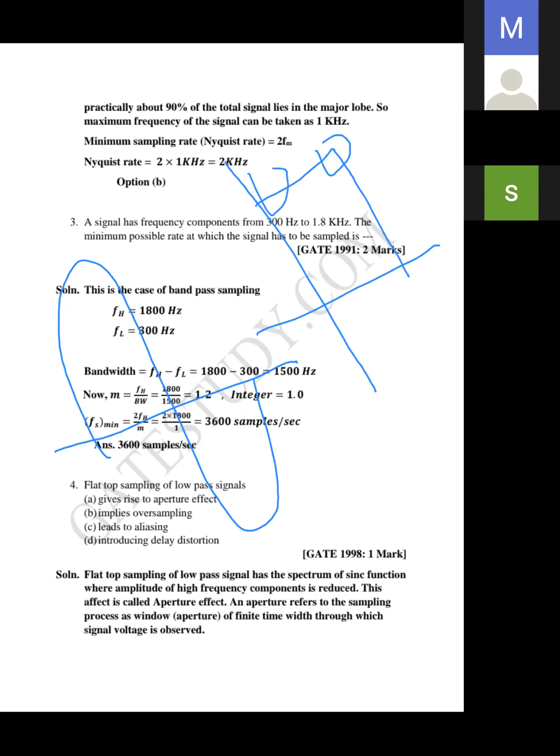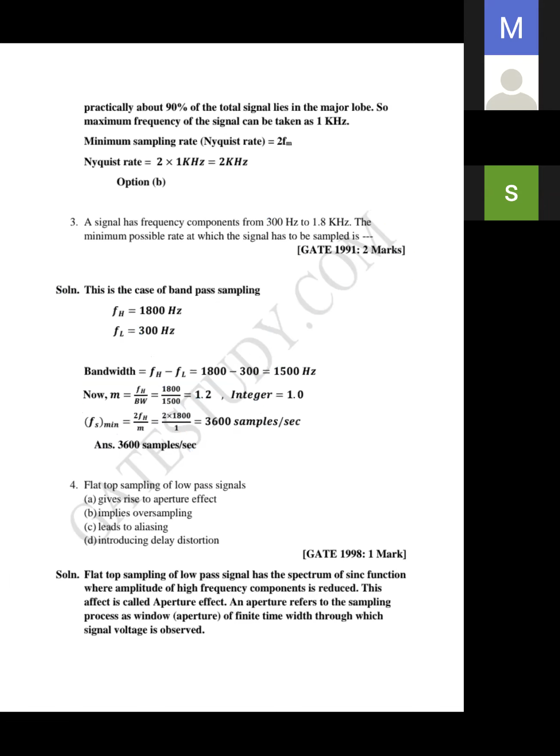So the next question is about flat top sampling of low pass signals. When we go for flat top sampling compared to normal sampling, what will happen? What is the impact of flat top sampling? Flat top sampling has certain disadvantages also, which are covered here. So let's go to the solution.